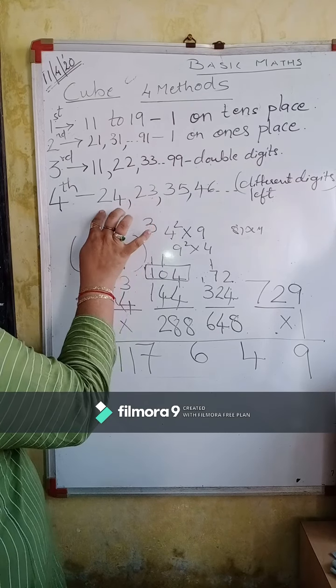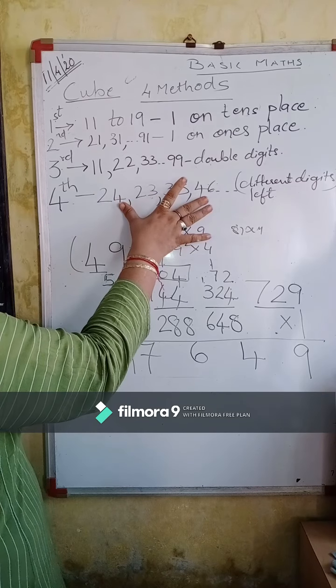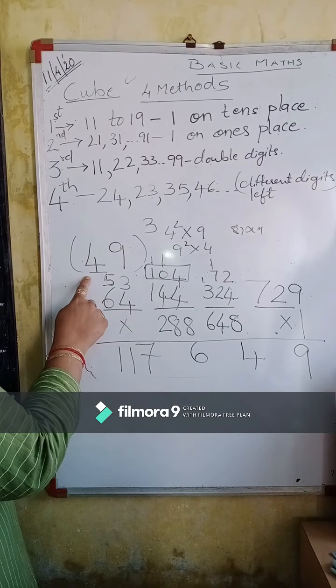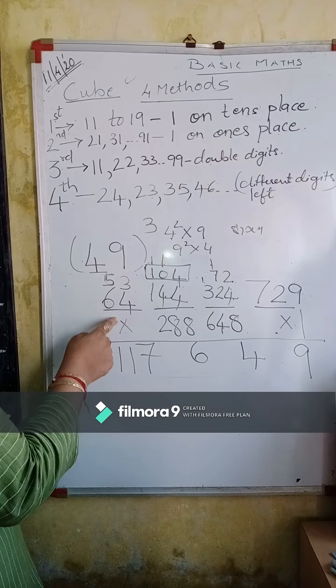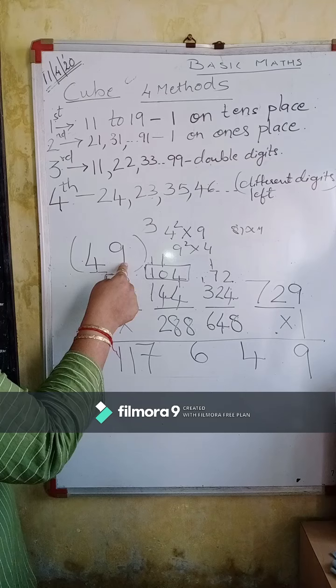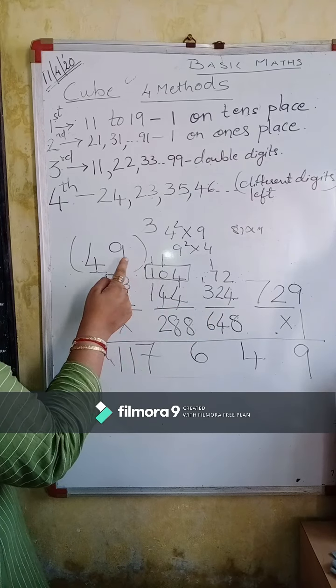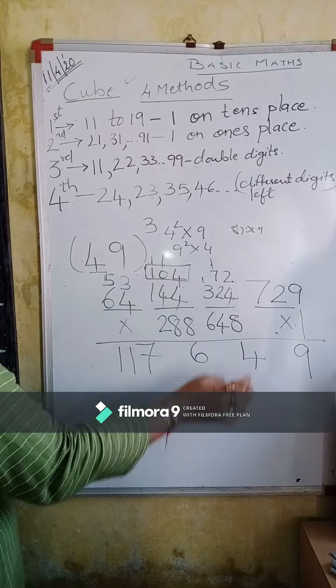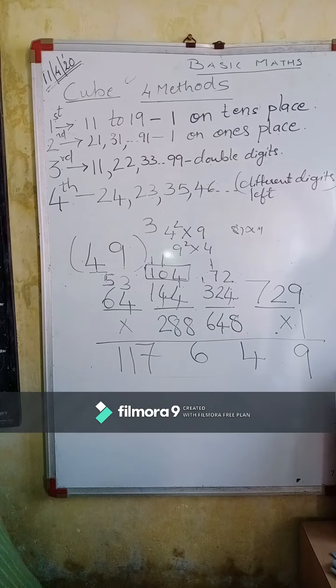24, 23, till 1 to 99 remaining numbers will come here. Okay, 49 cube, that is 4 cube here, 9 cube here. Middle number is square into this second digit, and third number here square of 9 into 4, and then doubling these two. Okay, all of you?